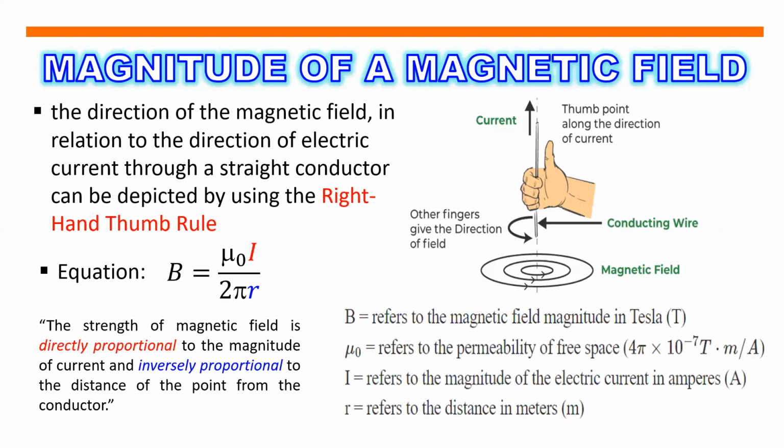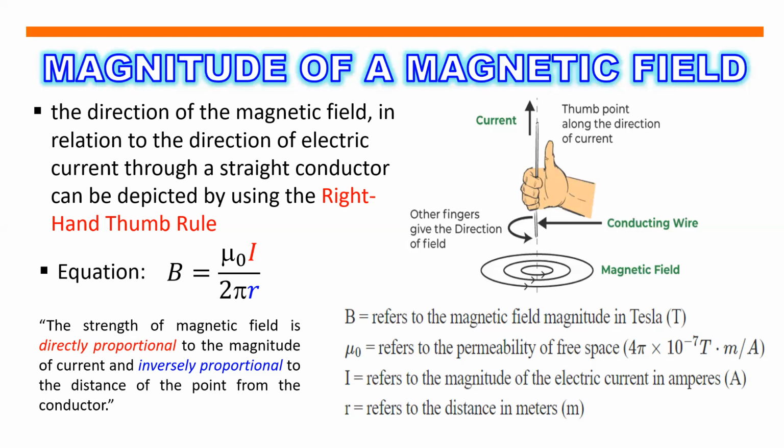So yung mga equation natin yan, the B refers to the magnetic field magnitude or the strength of the magnetic field. It is measured in Tesla. Yung ating Greek letter mu, it refers to the permeability of free space. Okay? Ito ay constant value. So every time na ma-encounter natin yung permeability of free space, that is equal to 4 pi times 10 to the negative 7 Tesla meter per ampere. Or that is simply 12.57 times 10 to the negative 7.